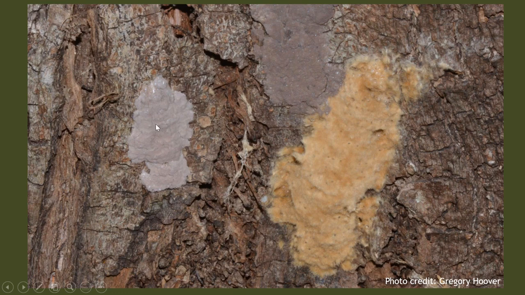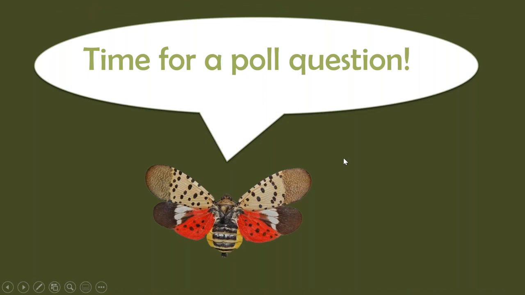And gypsy moth egg masses often have these little tiny pinprick holes in them. That is from a parasitic wasp that has been introduced that can sometimes parasitize the gypsy moth egg masses. So even though gypsy moths do tend to lay their eggs in similar places, like the underside of tree branches and protected areas where they can be protected from the elements, they look pretty different. So make sure you can teach people about the difference between the two of those.